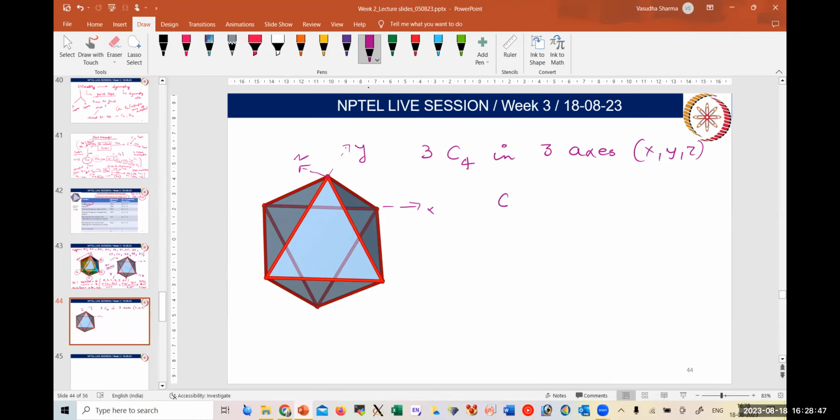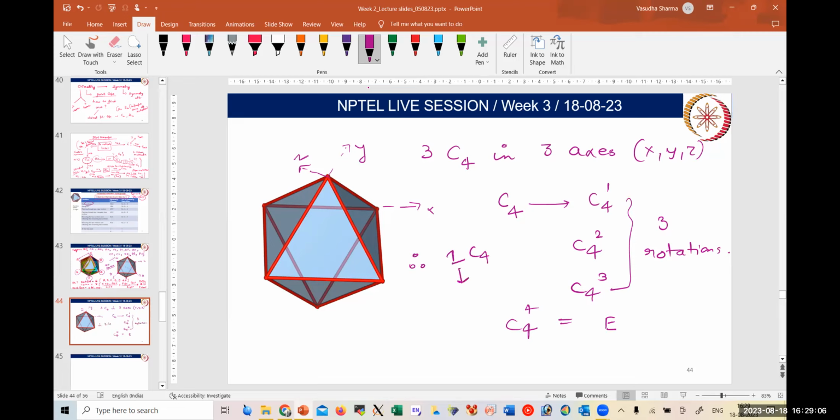And we have already seen that C4 can give you C4 1, C4 2, C4 3, because C4 4 times will be equal to E. So only these 3 rotational operations would be considered. Therefore, one C4 gives you 3 symmetry operations, so 3 C4s will give you 3 into 3, that is 9 symmetry operations.